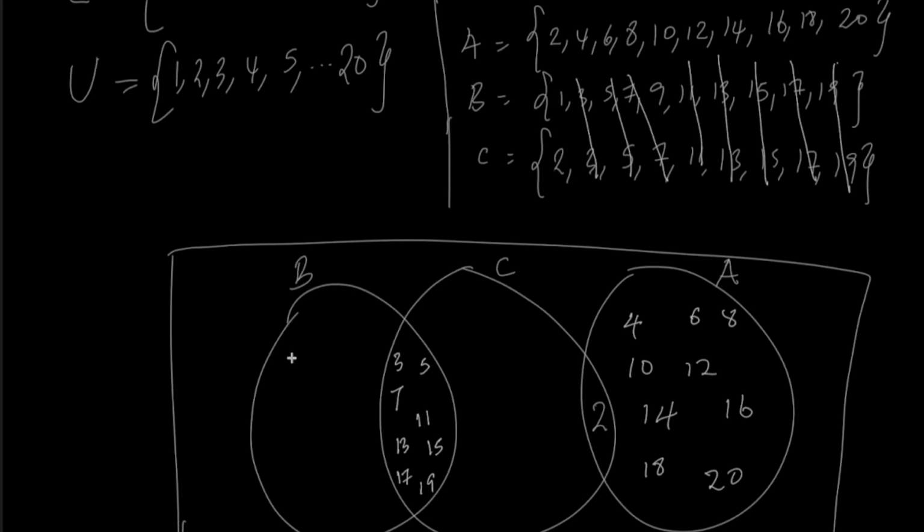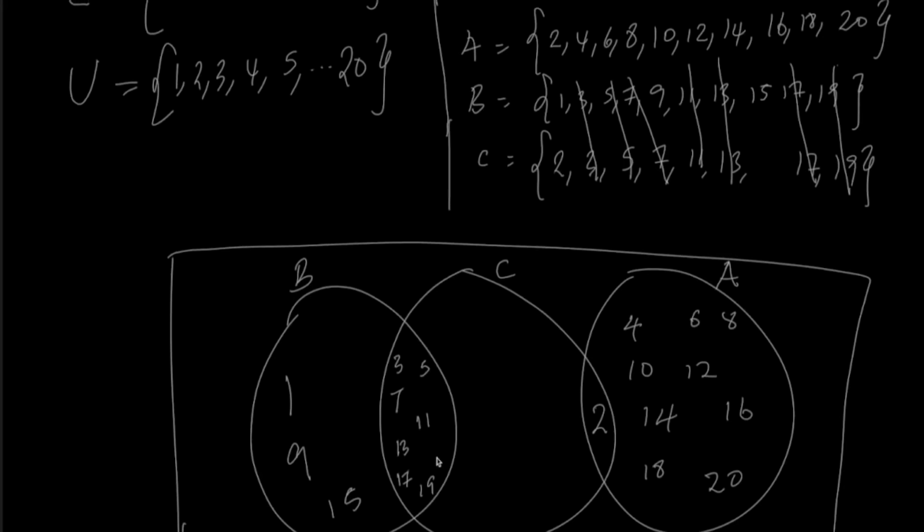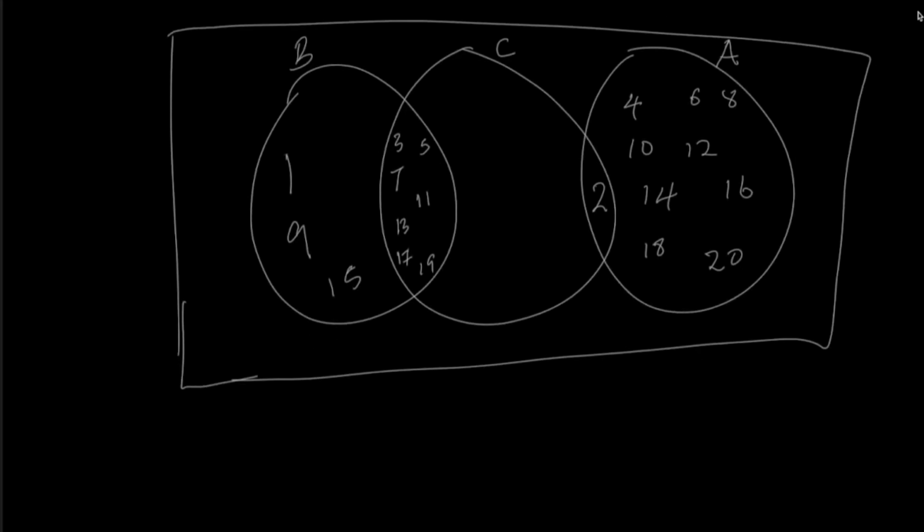This remaining one will be put in this place. 9 is also here. 15 is not a prime number, sorry for that. So I have to put 15 here now. This is an odd number, but it's not a prime number, so we cannot put 15 in this place. And we are done for A. This is the Venn diagram.